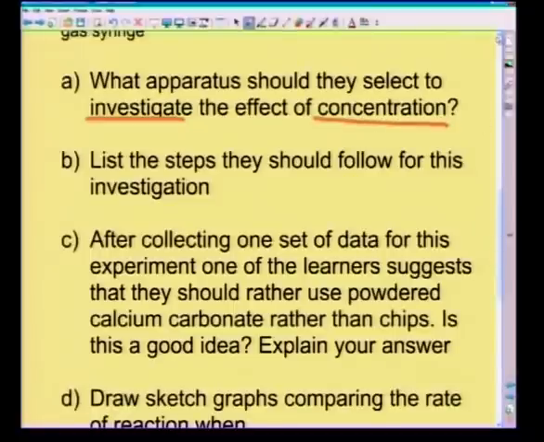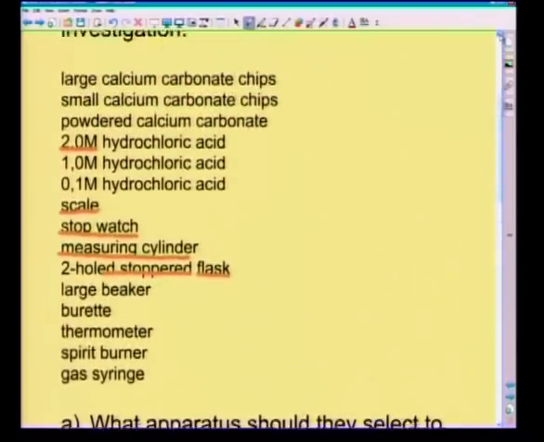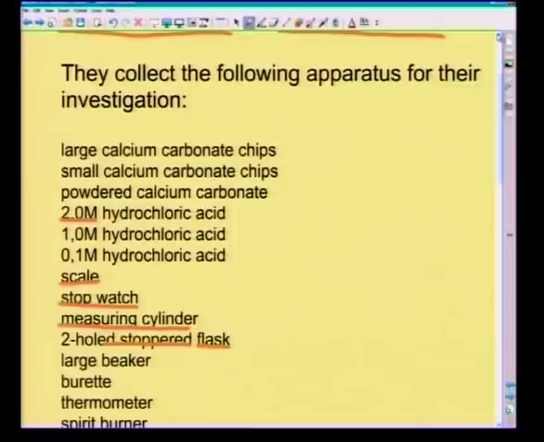If we go back to what has been given to us, if you are investigating concentration, it means you should be changing it. And for you to change it, it means you must have these 3 solutions here. You must have a solution with a high concentration, somewhere in the middle of a concentration, and very, very low concentration of hydrochloric acid. So they would have that.